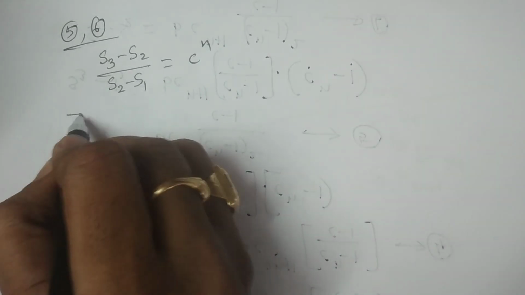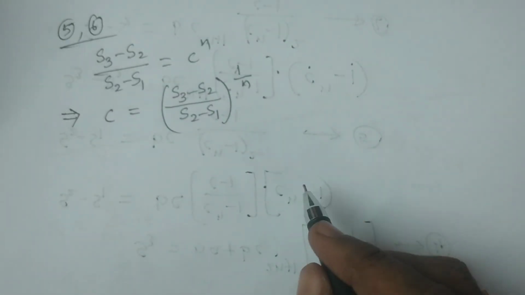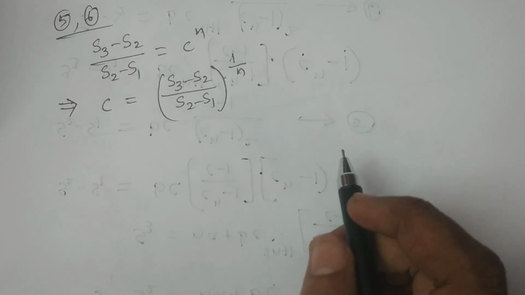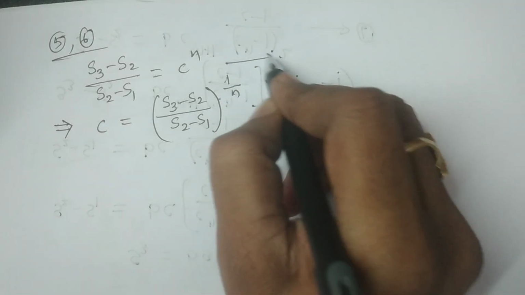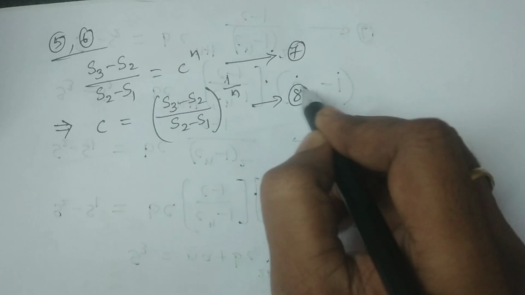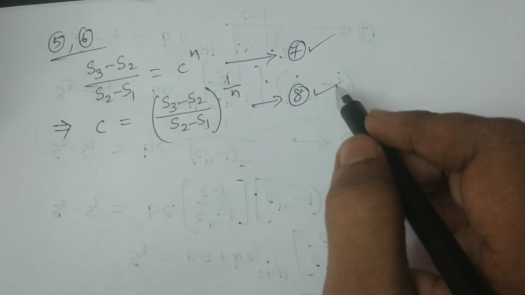Which implies what you have to calculate? C. C is equal to S3 minus S2 divided by S2 minus S1 the whole power 1 by n. Whole power 1 by n. So this is the value of C we have obtained. And now we have two particular values. I am considering this as another equation 7. This is another equation 8. 8 is the value of C. 7 is the value of C power n.